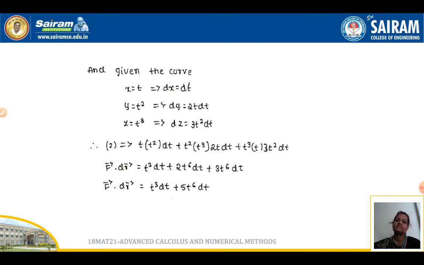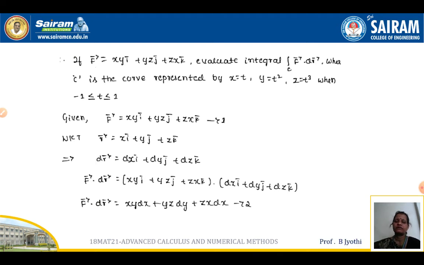So what is dx, dy and dz? Everything is converted in terms of t itself. So x is t means dx will be dt, y is t square means dy will be 2t dt, and z is t cube means dz will be 3t square, the derivative of this, that is 3t square dt.